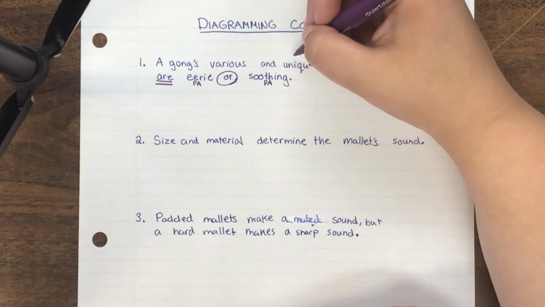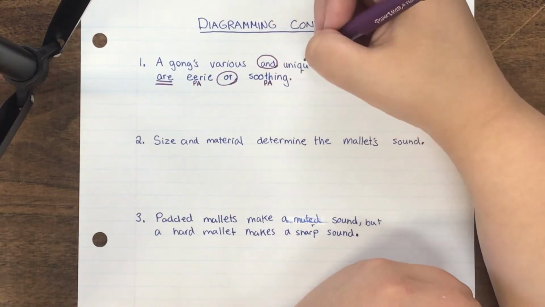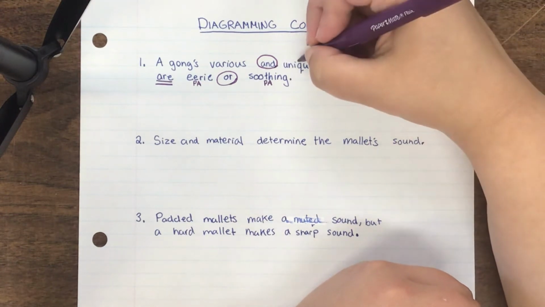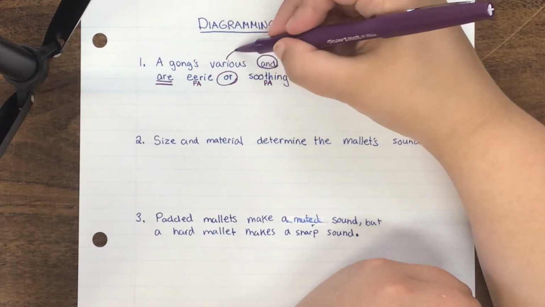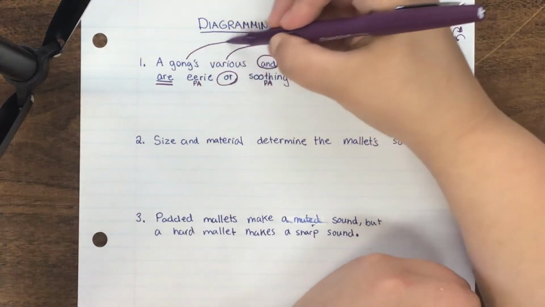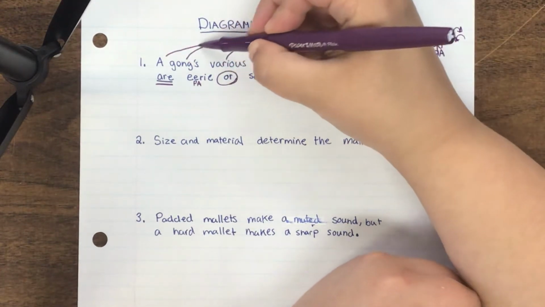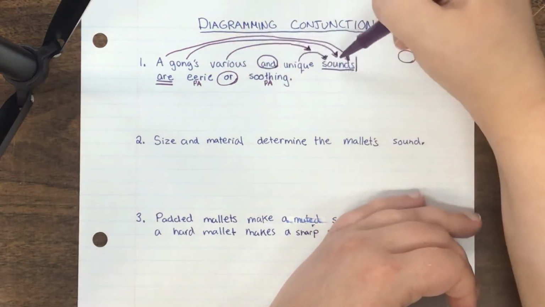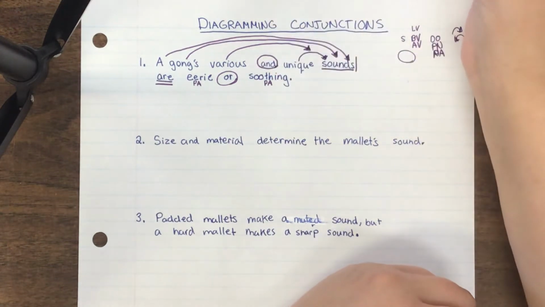Let's go back up here. I see another conjunction, so I'm going to circle it. And these words here, unique, that's a describing word, describing the sound. So I'm going to draw an arrow here. And then, various also is describing the sounds. Gongs, also describing the sounds. And is also describing the sounds. So lots of adjectives describing sounds there. And then we have all the rest of our sentence.